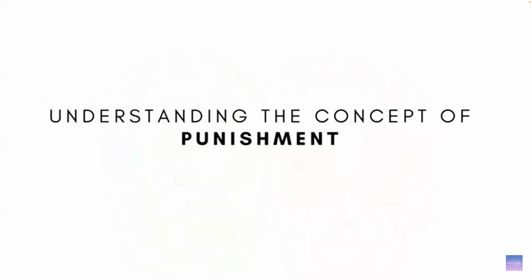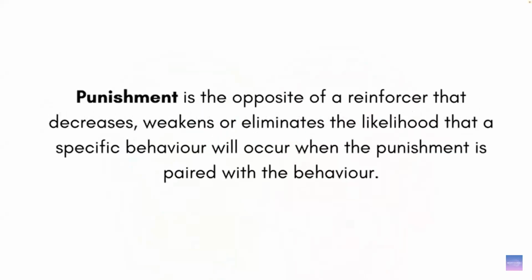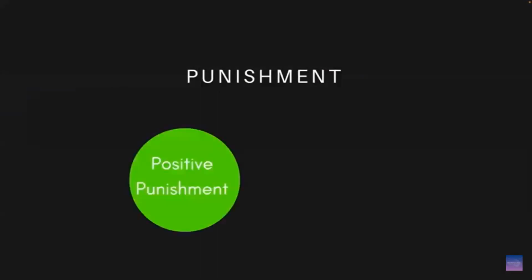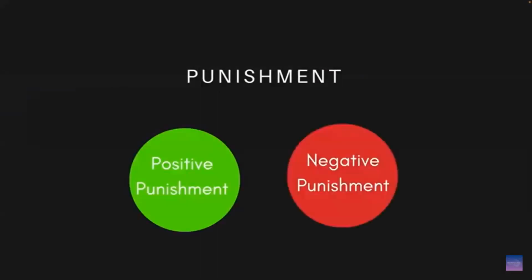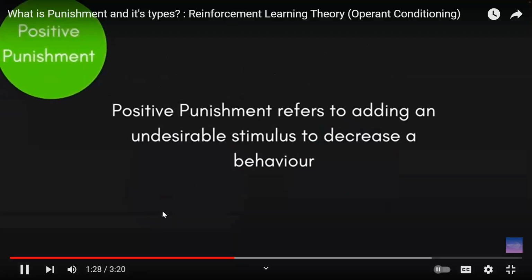Let's understand the concept of punishment in the context of operant conditioning theory. Punishment is the opposite of a reinforcer that decreases, weakens, or eliminates the likelihood that a specific behavior will occur when the punishment is paired with a behavior. Punishments can be positive or negative. Positive punishment refers to adding an undesirable stimulus to decrease a behavior.